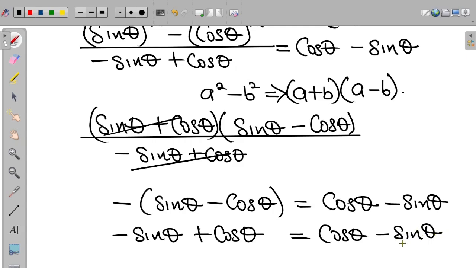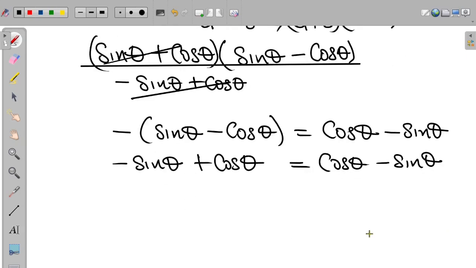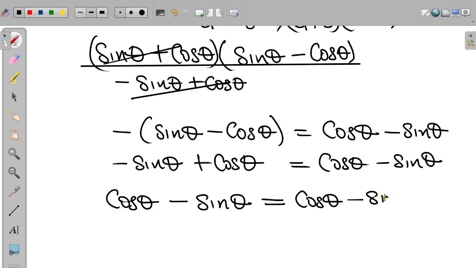Now at this point, if we rearrange the left-hand side, we have cos theta minus sine theta, which is equal to cos theta minus sine theta. So at this point, we have been able to show that the left-hand side is equal to the right-hand side.